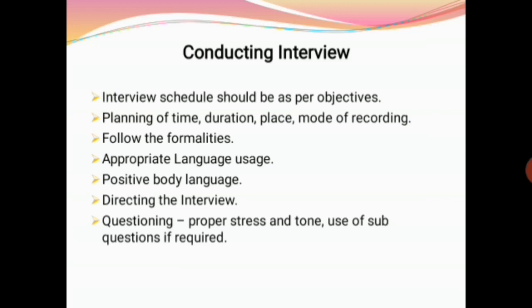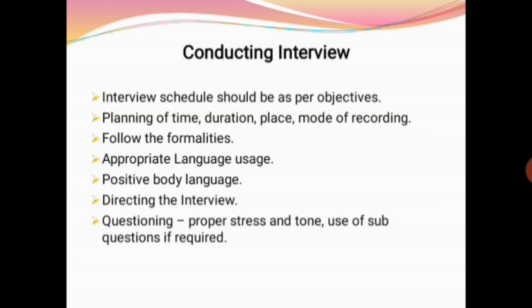Conducting the interview is one of the major processes while you are doing your research through the interview method. So you must properly prepare your interview schedule as per the objective of your research title, and you can plan the time, duration, place, and mode of recording of the interview, and you must follow the formalities while you are conducting the interview to the people, and you must use appropriate language at the time of the interview.